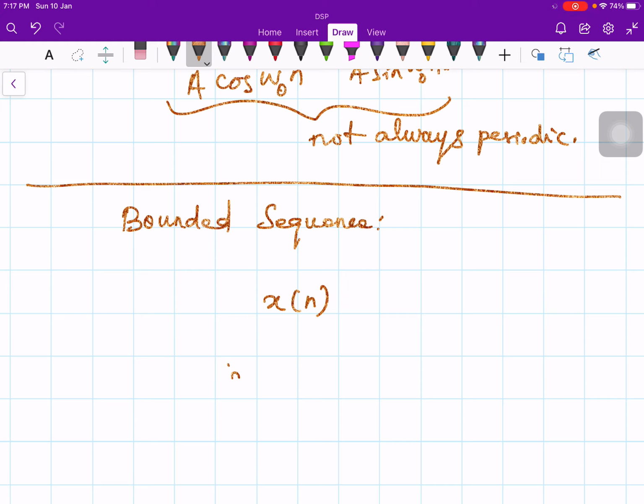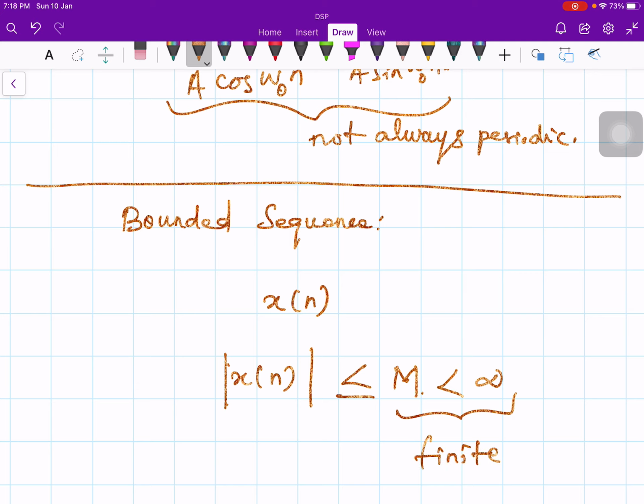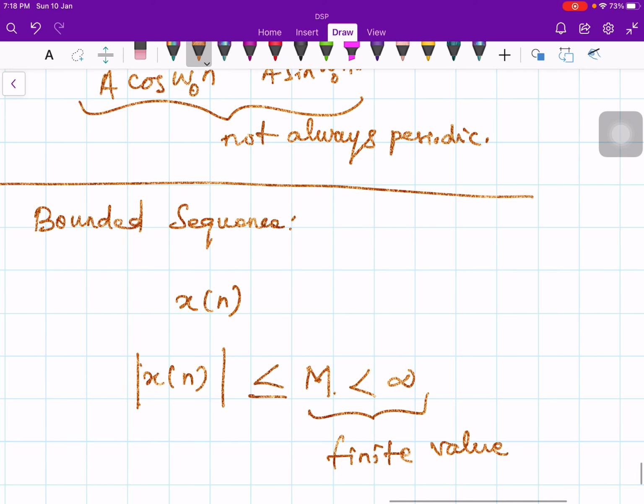Okay, so you take x of n for all values of n, you take the magnitude if it is a complex number. If it is real, no need to take magnitude, and this value is bounded to some value capital M, and this capital M is less than infinity. What is the meaning of this mathematical notation? M less than infinity means it's a finite value, that's it. Finite value will be written in mathematics by M less than infinity, and this condition is true for all values of small n.